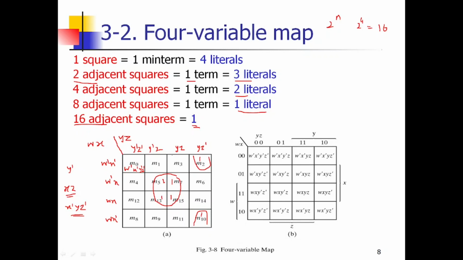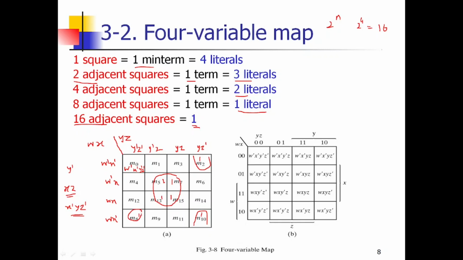Then if we don't have any pair possibility, we have to go for a single cell. A single cell is 1 square. For 1 square, the term we obtain is the minterm of the corresponding cell. Here this is one cell.